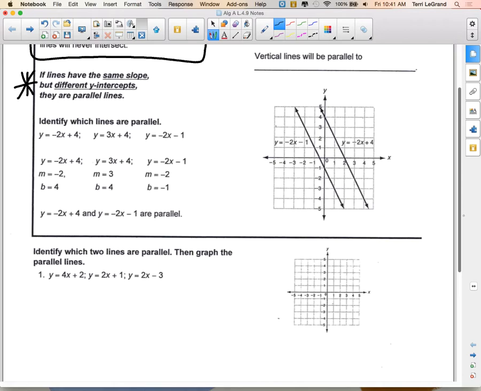What's its slope? Y equals 3x plus 4. 3. What's its y-intercept? 4. Okay, imagine another one that has that same exact slope and that same exact y-intercept. What would be true? Would they be parallel to each other? So another one that has a slope of 3 and a y-intercept of 4. What would its equation be?